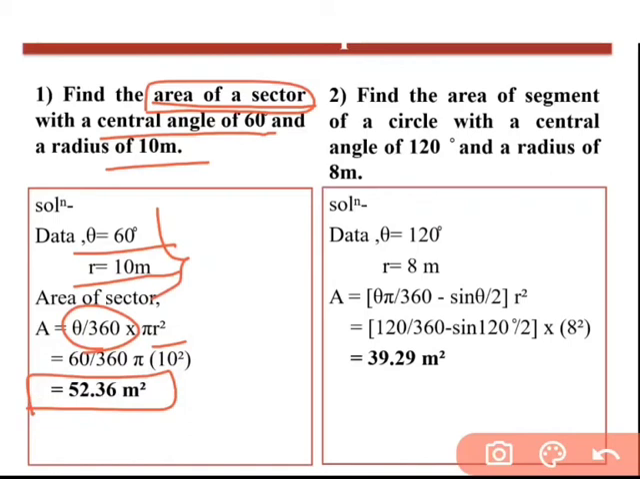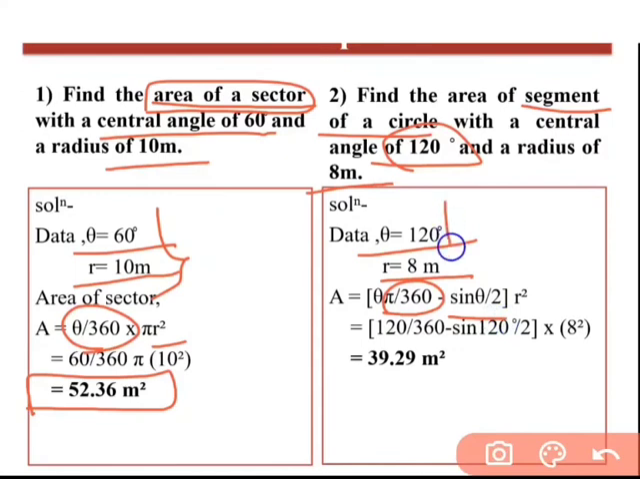Example second, find the area of a segment of a circle with central angle of 120 degree, that is theta is equal to 120 degree, and radius 8 meter. So write down the equation of area of a segment of a circle. A is equal to theta into pi by 360 minus sin theta by 2 into r square. So put the value in the equation. So we get the answer, area of a segment of a circle A is equal to 39.29 meter square.